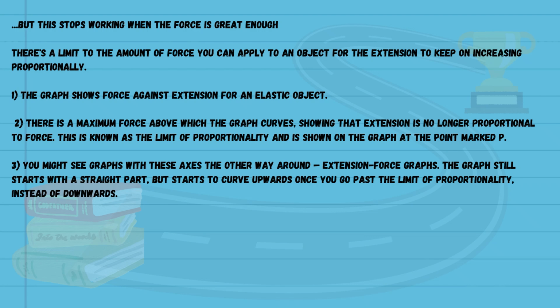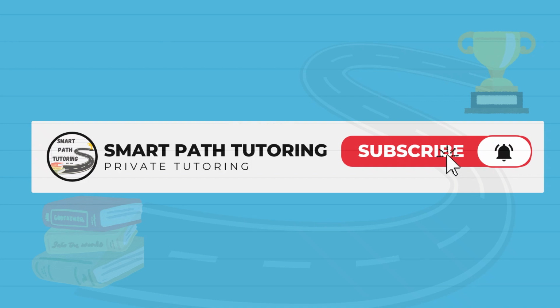You might see graphs with these axes the other way around. Extension force graphs. The graph still starts with a straight part, but starts to curve upwards once we go past the limit of proportionality instead of downwards.